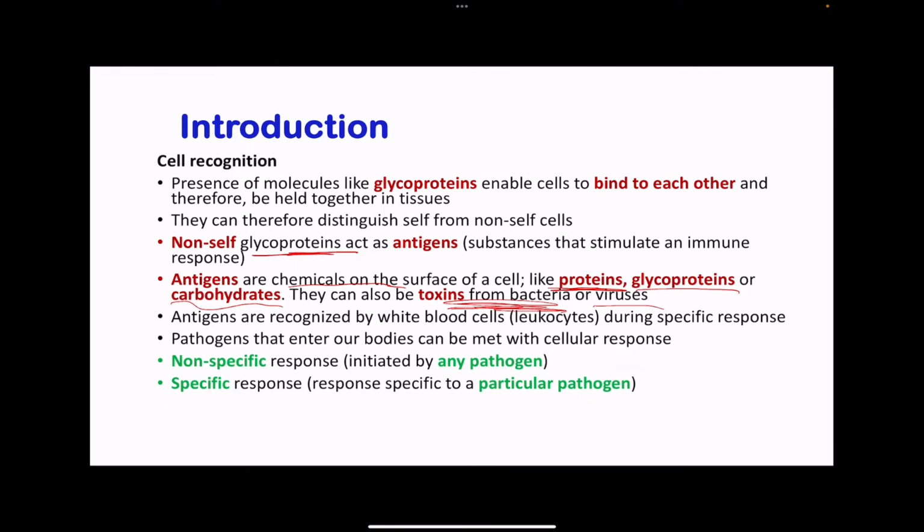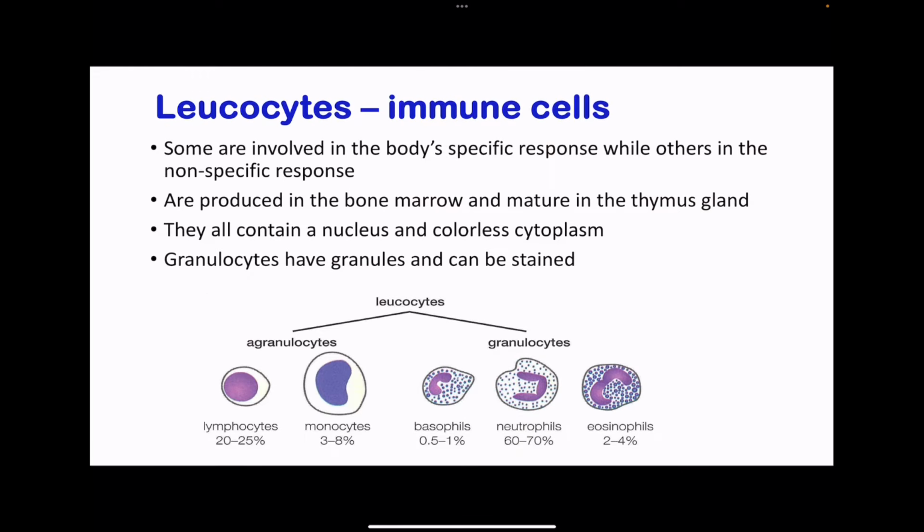Like I said already, antigens can be recognized by the white blood cells. This is sometimes called leukocyte with a K or leucocyte with a C, and this occurs during specific immune response. Non-specific immune response is going to be initiated by any pathogen, while specific immune response is going to be specific to a particular pathogen. Looking at the specific leukocytes or the immune cells, these are going to be involved in the body's response. Some of these are going to be specific, while others are non-specific.